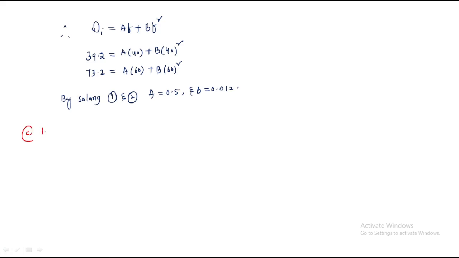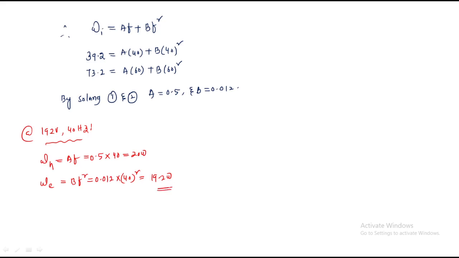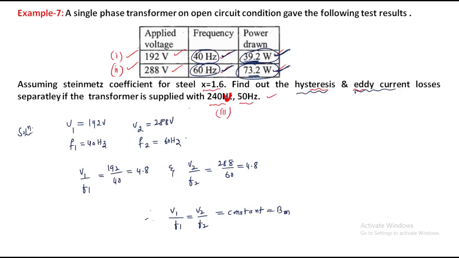At 192 volts, 40 hertz we have to calculate WH, which equals A into F only. What is the value of F? 0.5 into 40, which equals 20 watts. Like that, WE equals B into F square. What is the value of B? 0.012 into 40 square, which equals 19.2 watts. So these are the hysteresis and eddy current losses at 40 hertz.